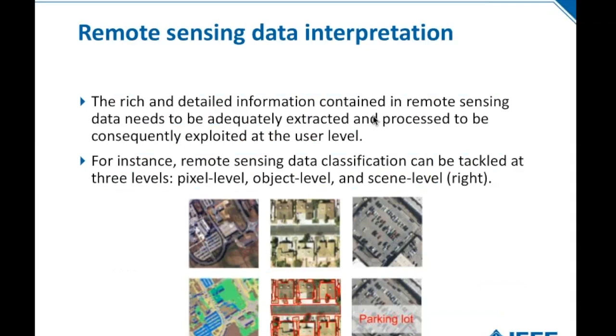We are going to focus on the classification problem, which can be tackled at 3 different levels. We can have pixel level classification, as in this leftmost image, where we try to classify each pixel of the image into a different class. We can also have object level classification, where we consider the different objects in the image and try to perform classification in an object-based manner. And finally, we can do scene classification, where we try to assign a general label to the whole scene, for example, in this case, a parking lot.